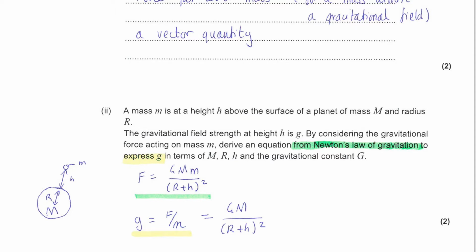Since the field strength tells us about the force per unit mass, it will have a direction associated with it, and for this reason it must be a vector quantity.